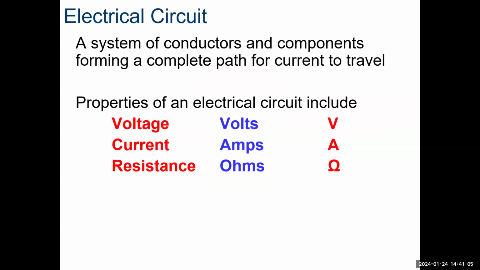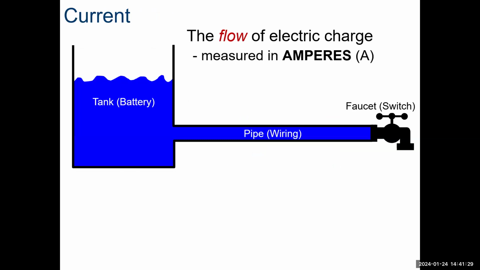All right, so let's talk about electrical circuits. A system of conductors and components forming a complete path for current to travel. So a complete path means that the current can travel somewhere, right? It's not just a wire with an open end. That would not be a circuit. We have properties of volts, amps, and ohms. All right, so let's look at each one.